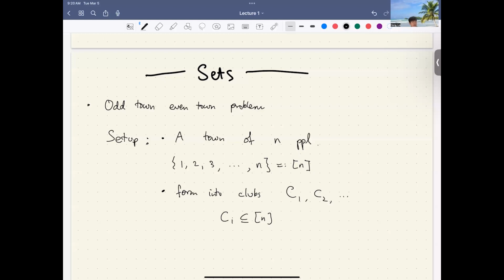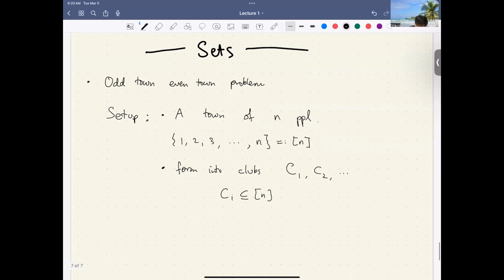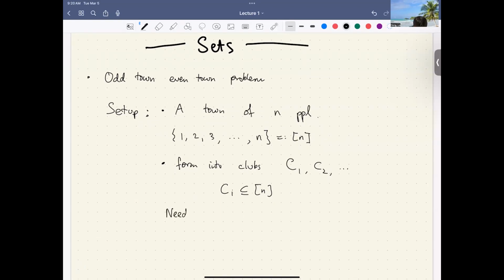Okay. The requirement is that if you take any two different clubs, their intersection, the common members they have, must be an even number. So we need, for any distinct clubs Ci, Cj, the number of people belonging to both clubs must be an even number. It's an even number, okay?